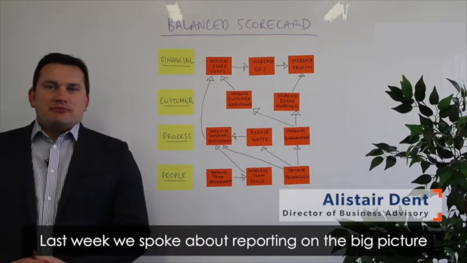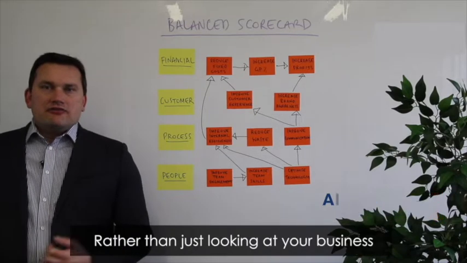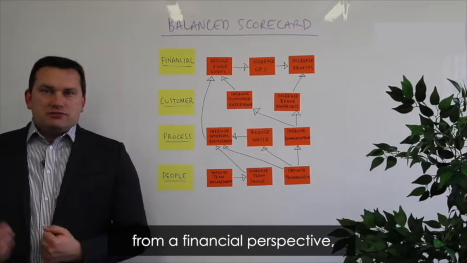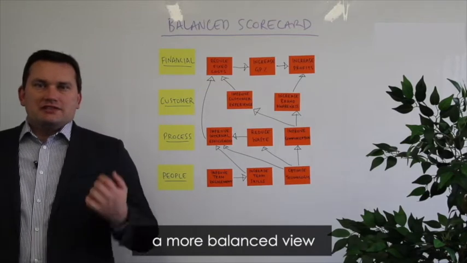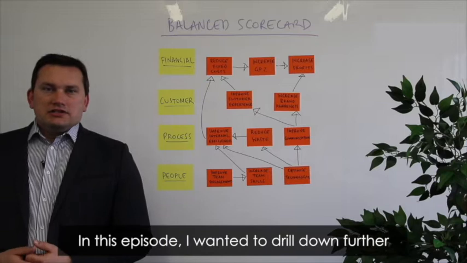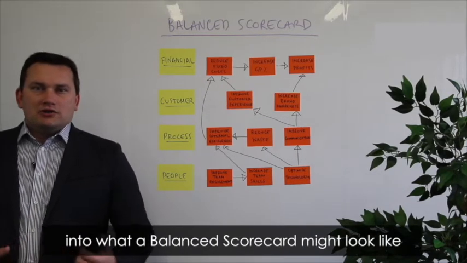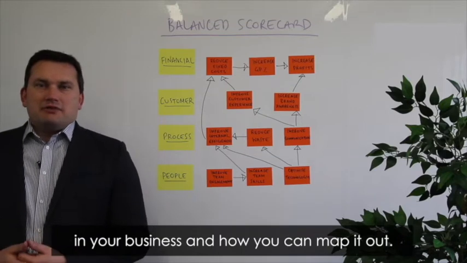Last week we spoke about reporting on the big picture in your business using the balanced scorecard. And rather than just looking at your business from a financial perspective, the balanced scorecard achieves a more balanced view by looking at 4 different perspectives. So in this episode I wanted to drill down further into what a balanced scorecard might look like in your business and how you can map it out.